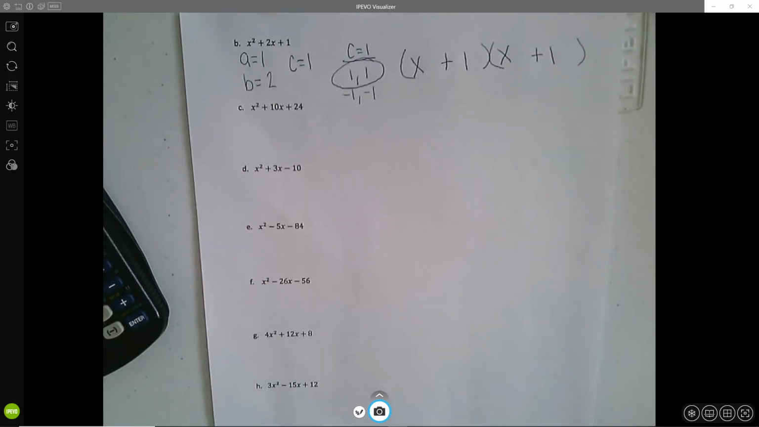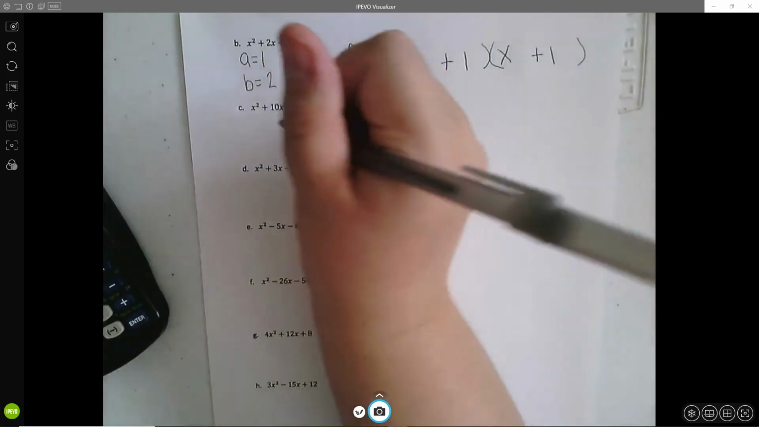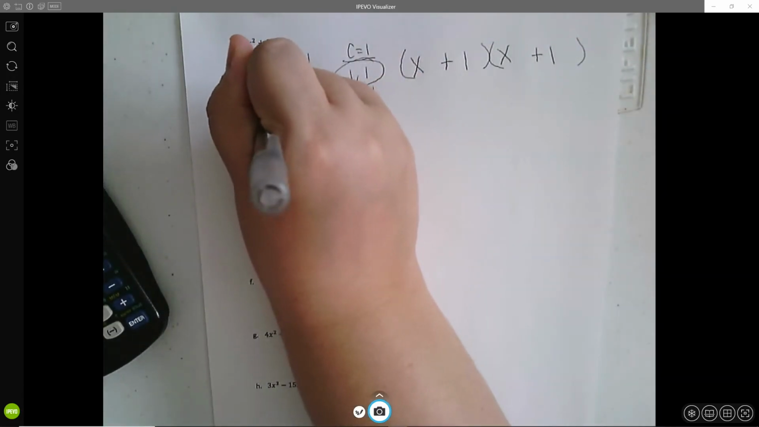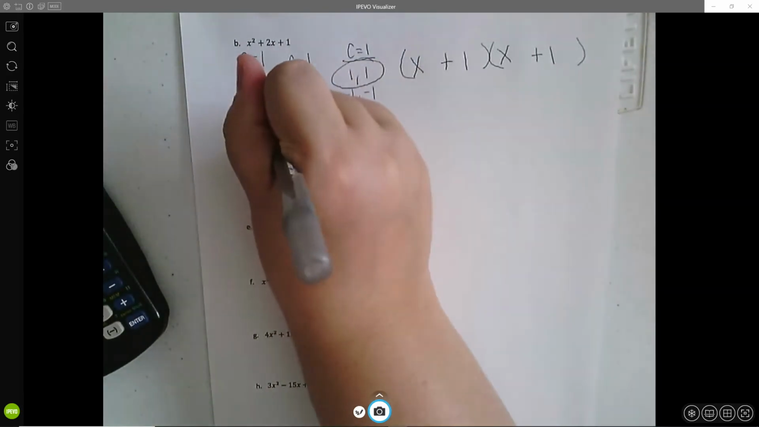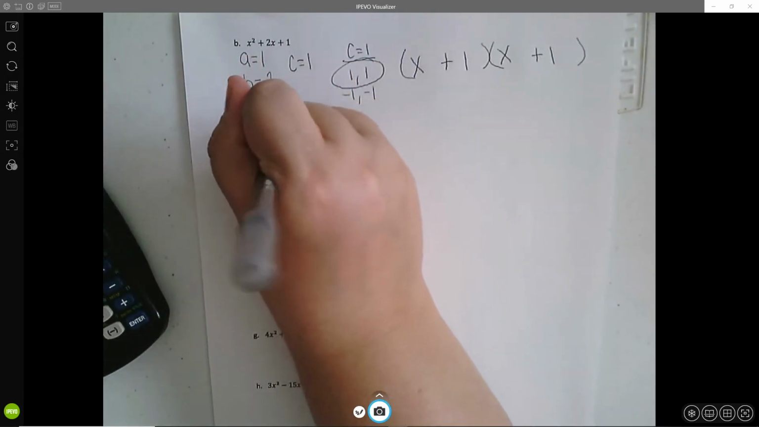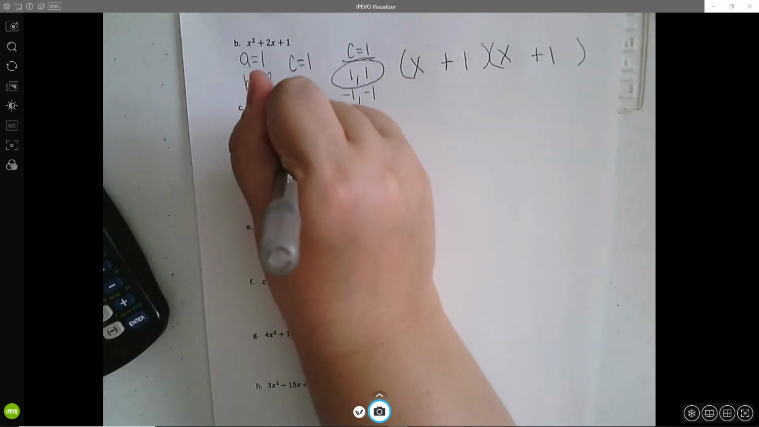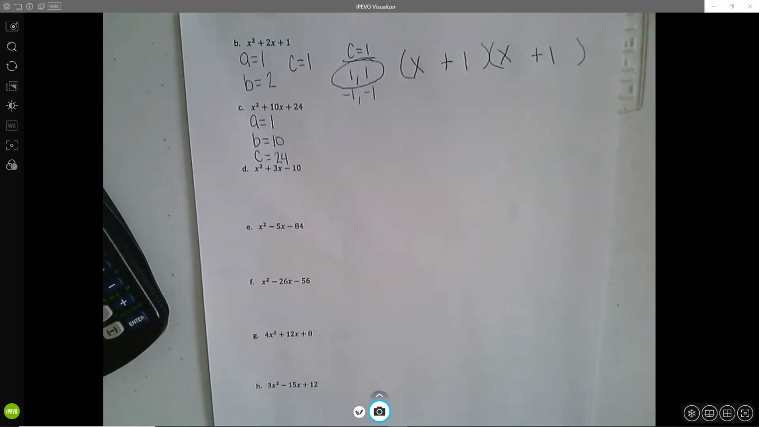So looking here at C, we have our trinomial. Start by listing A, B, and C. A is what's in front of x squared, which in this case is 1. B is what's in front of x, which is 10. C is what is at the end, your constant, which in this case is 24. Once you have A, B, and C, C was a positive 24, so that means my factors of that are going to be both positive or both negative.